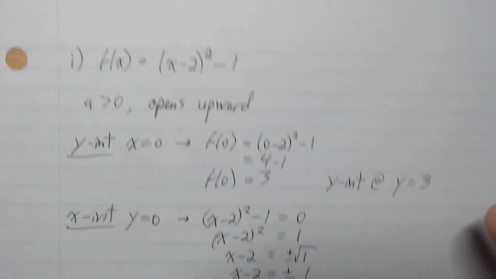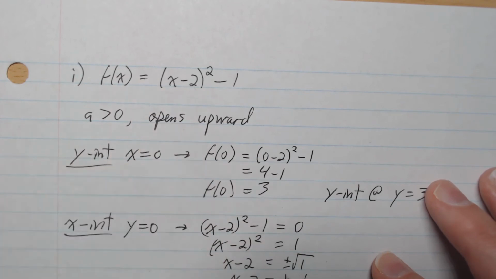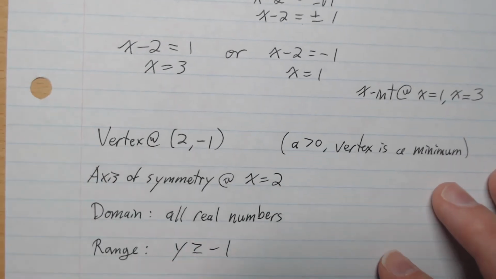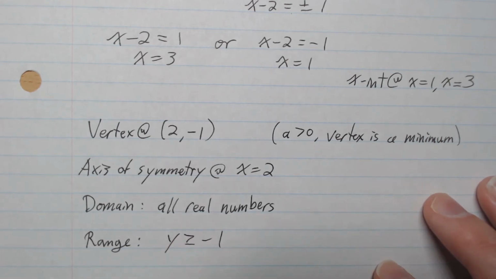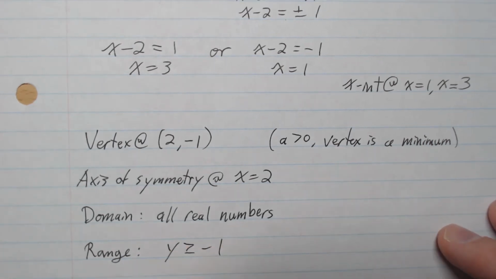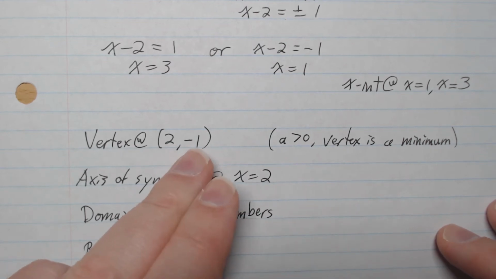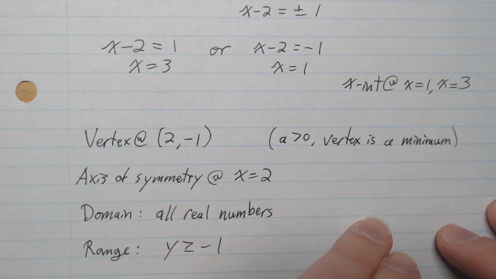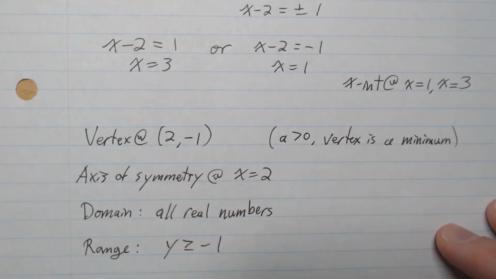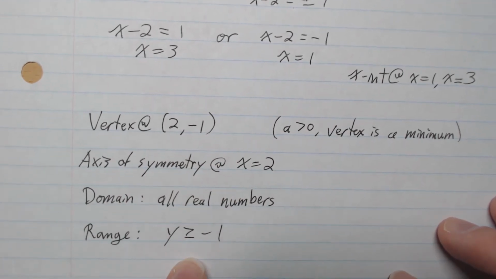Domain, we can plug any x into our standard form. It doesn't matter, so the domain is all real numbers. And because we know the vertex is a minimum, how it goes like this, the range is from -1, where the vertex is, and higher. We have our vertex in the center, and the range is greater. So y is greater than or equal to -1.